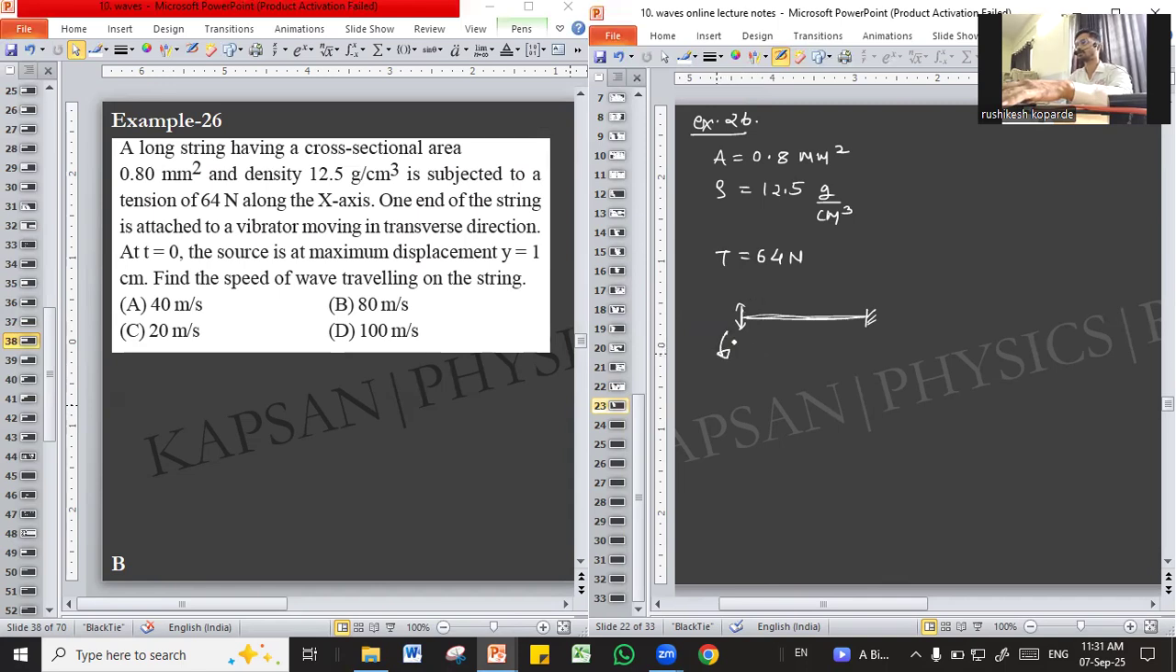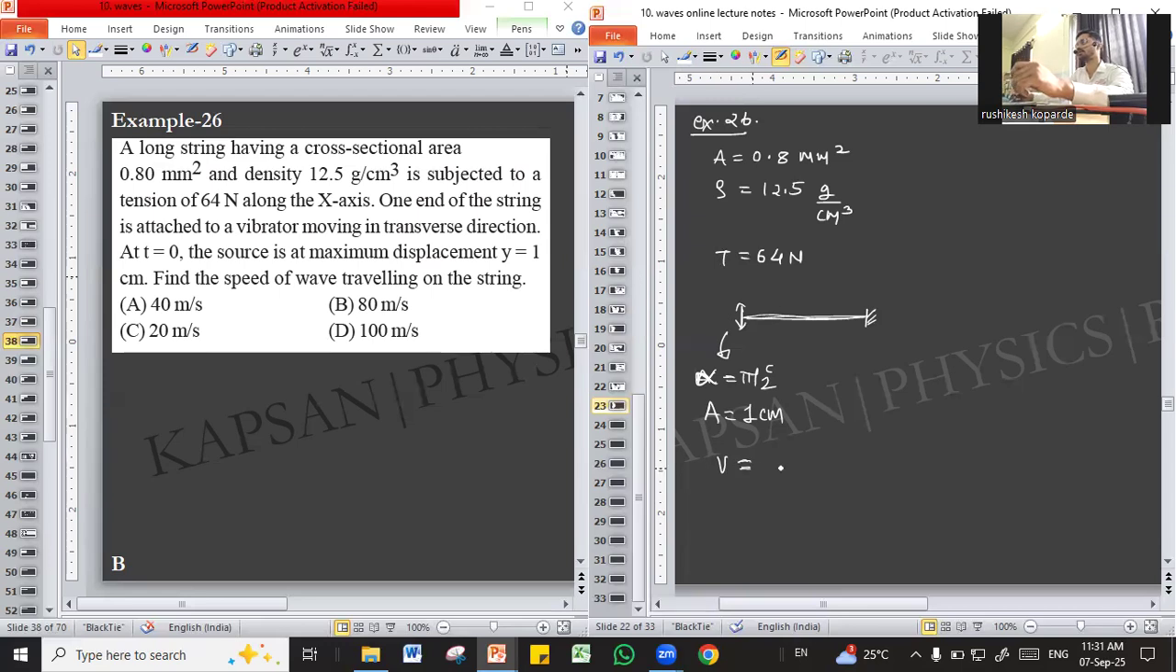At time equal to 0, the source is at maximum displacement. Let us take this as origin. So at t equal to 0, the particle at origin is at extreme position. So we will take alpha, the initial phase of the particle at origin, as 90 degree, pi by 2 radian. The source is at maximum displacement, that is y equal to 1 centimeter. That maximum displacement of the source itself is 1 centimeter, means the amplitude of the wave will be 1 centimeter. Find the speed of the wave on the string.